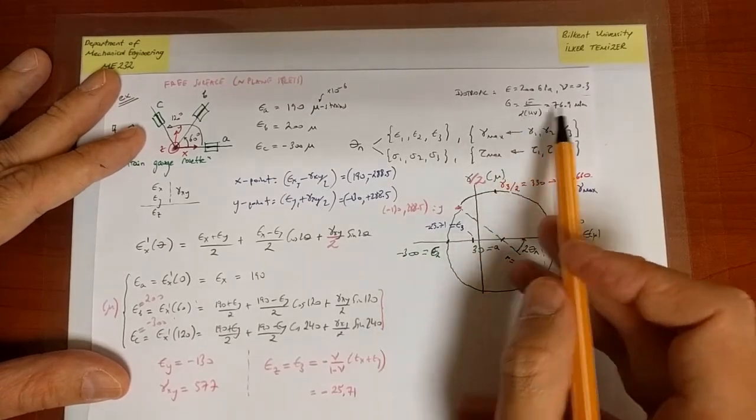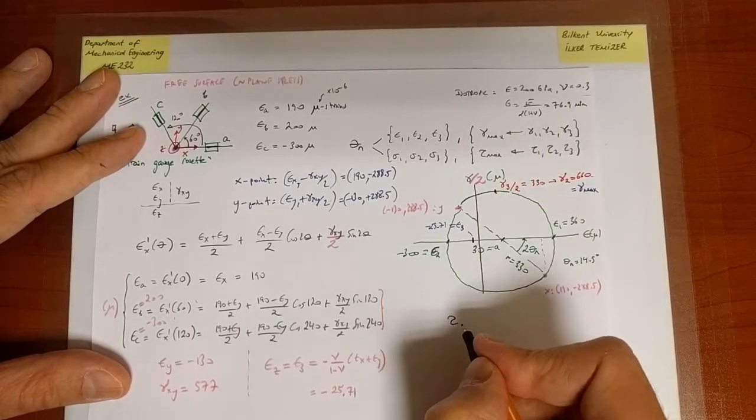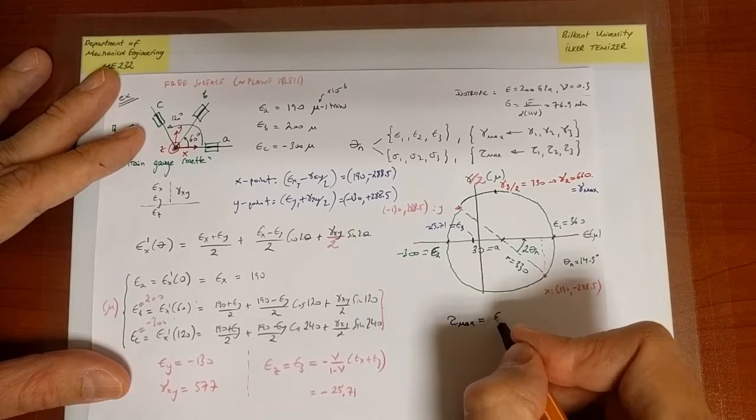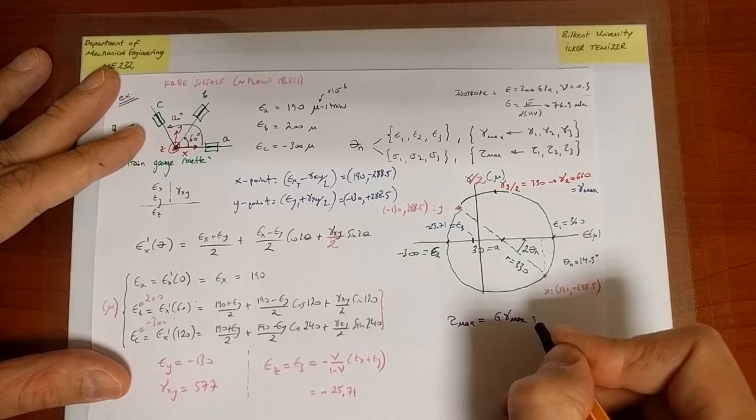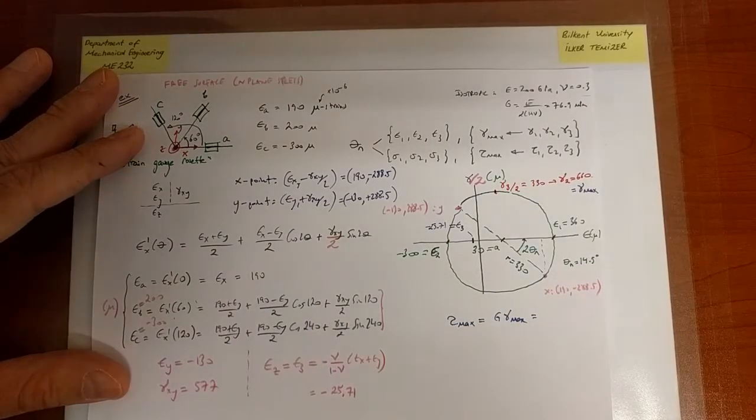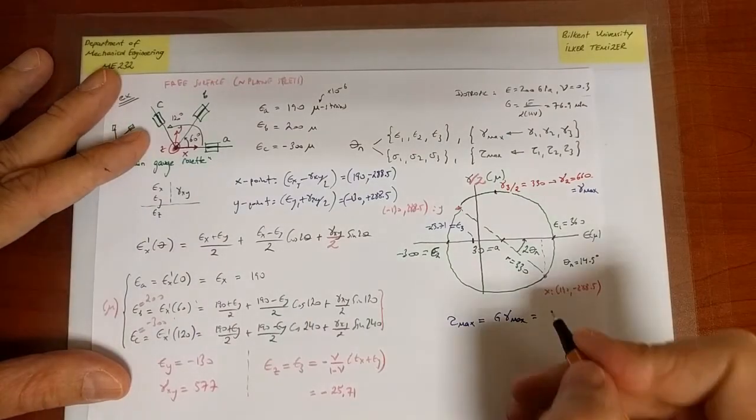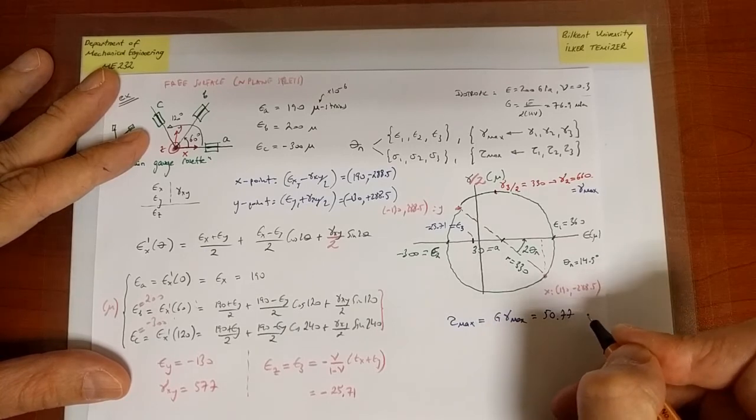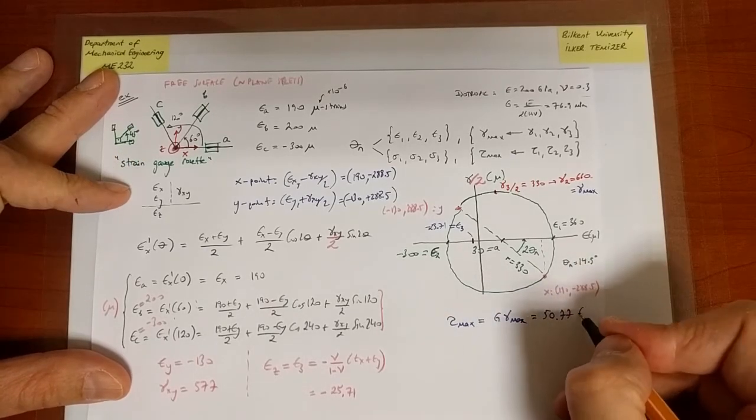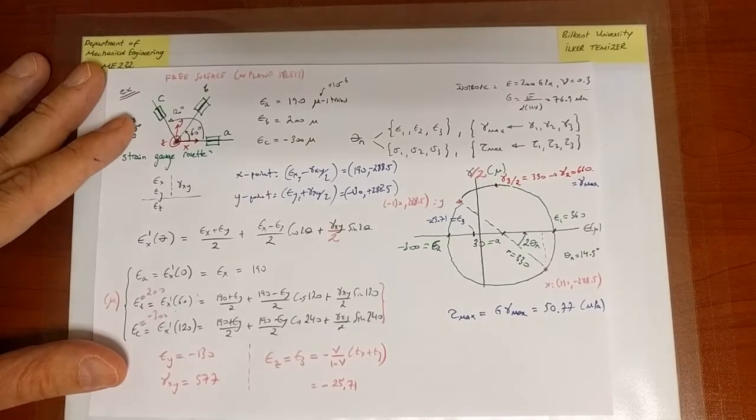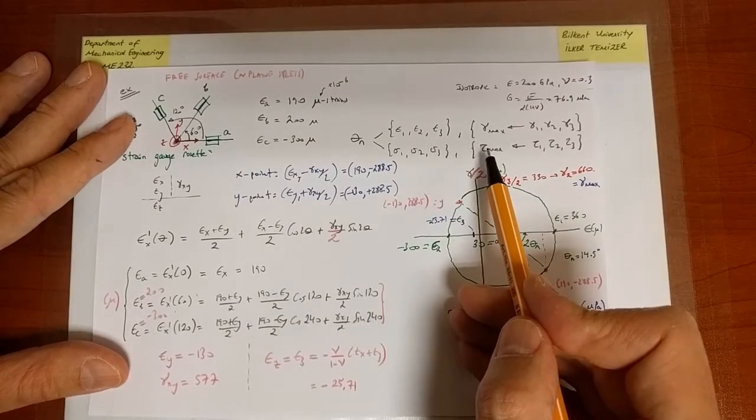So I know the value of G, and therefore tau max is the easiest one among all. It is equal to simply G times gamma max, and if you calculate that, you will find a value which is about equal to 50.77 MPa. Again, goes without saying here, all the units are MPa for stress. Now, well, that takes care of that one.